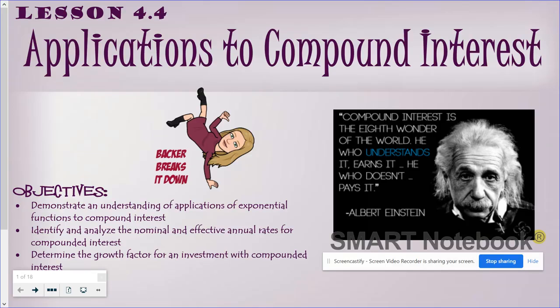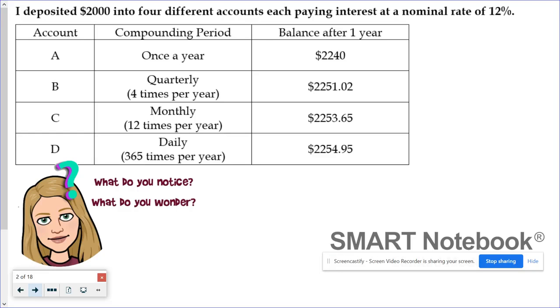In this episode, we are going to look at applications involving compound interest. So take a look at this table. It shows that I deposited $2,000 into four different accounts, account A, B, C, and D. In all four of these accounts, I was paid interest at a nominal rate of 12%. The difference is the compounding period. So take a moment. What do you notice? What do you wonder?